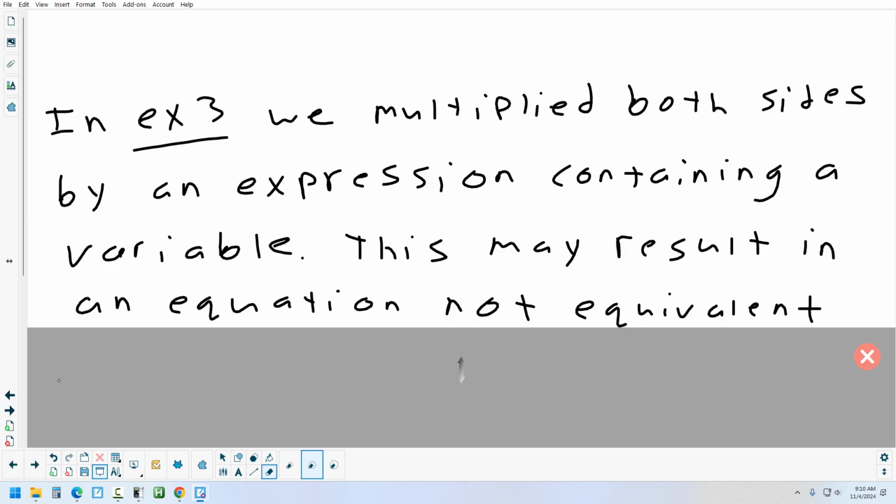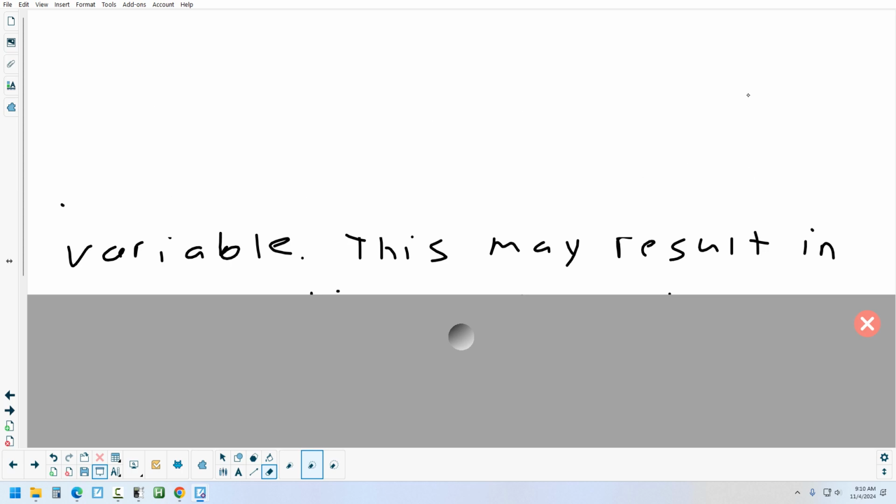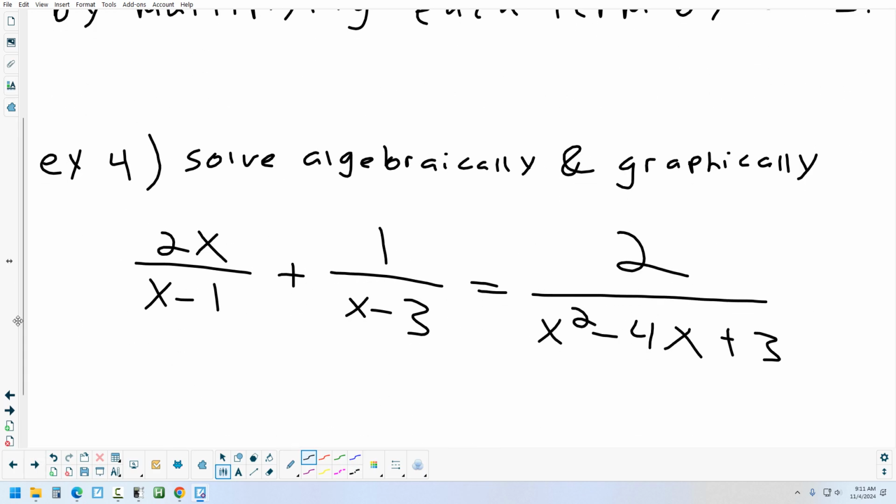All right, I'm just going to reword this a little bit. So we didn't actually do it in example 3. I'm just going to write down what could happen, and then we'll do it in the next problem. So when solving algebraically, if, and this doesn't happen in every math equation, not every equation is fractions with letters in the bottom. If you don't have fractions with letters in the bottom, what I'm writing right now doesn't matter. Okay, but we are going to have fractions with letters in the bottom, just like that.